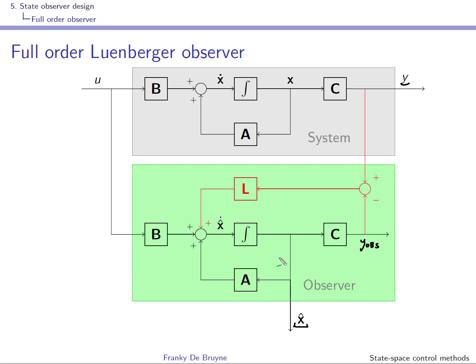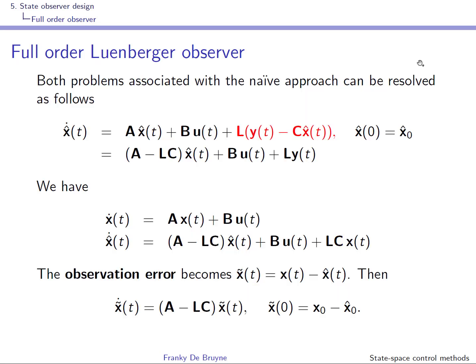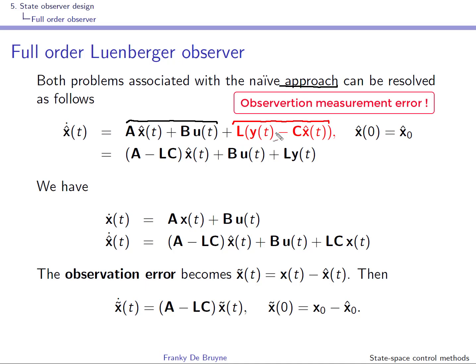You can clearly see y, and the y coming from the observer, and this error is, using this feedback mechanism, forced to go to 0, and this is then x hat. This is the so-called full order Luenberger observer, an improvement on the naive approach. The naive approach is here in black, the first two terms, and the correction brought in is shown over here. It's L times the observation error, the difference between the measured output and the estimated output, and this is the correction mechanism.